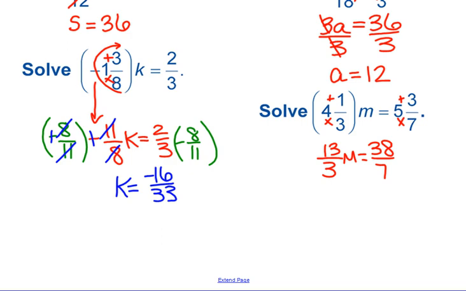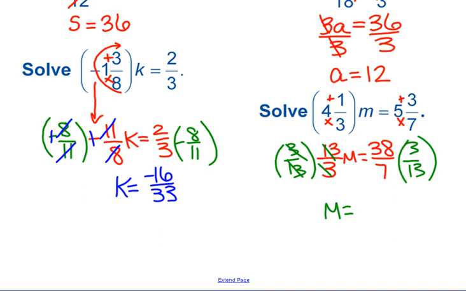Again, just like on the last problem, we're multiplying by the reciprocal. The reciprocal of 13/3 is 3/13. All right, 3's and 13's cancel and we get m. Still nothing to simplify this. Okay, so we have 38 times 3. We end up with 114. 7 times 13, we get 91.